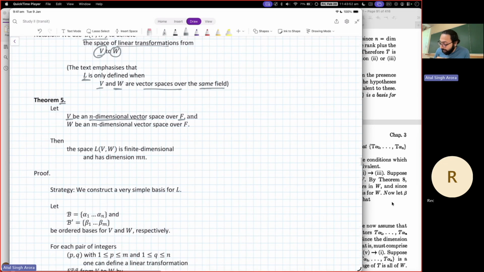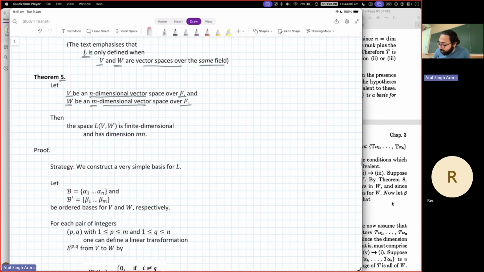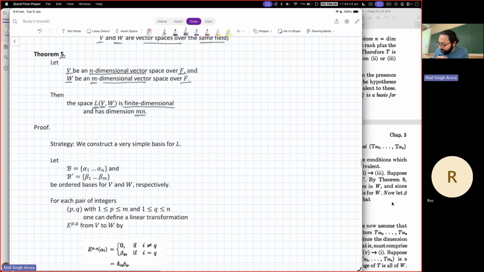It would help. Okay, so let V be an n-dimensional vector space over the field F. Let W be an m-dimensional vector space over the field F as well. Then the claim is that the space of linear operators from V to W is going to be finite dimensional, and it will have dimension m times n. Is the theorem statement okay? Does it make sense? Okay, so let's start.